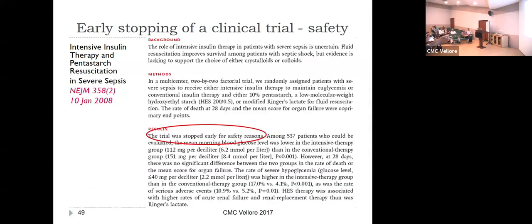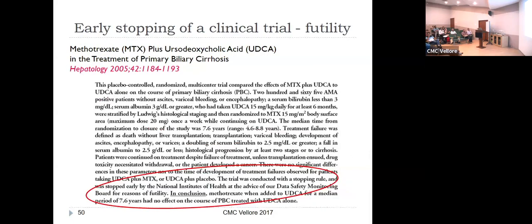So, here are some examples: a trial that was stopped early for safety reasons, a trial that was stopped by the NIH on the advice of the Data and Safety Monitoring Board for reasons of futility. Futility is an interesting concept. It means that if I continue towards the end of the study as planned, the results are going to be inconclusive, not positive or negative.